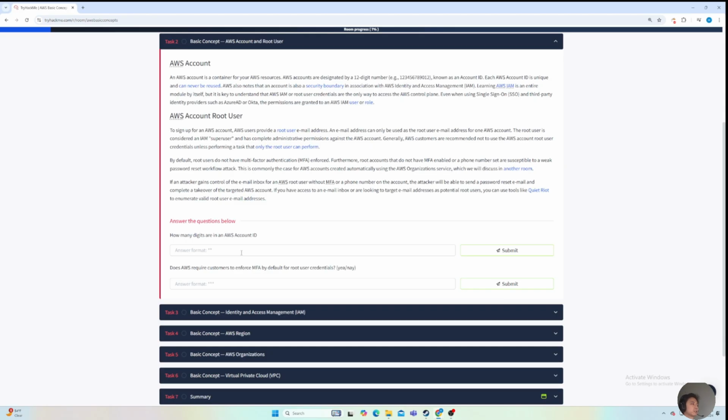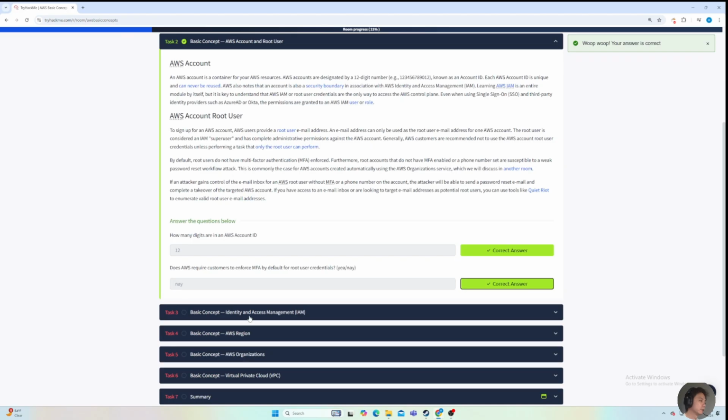So how many digits are there in an AWS account ID? 12. Does AWS require customers to enforce MFA by default for root users and credentials? Well, it's not enforced by default.